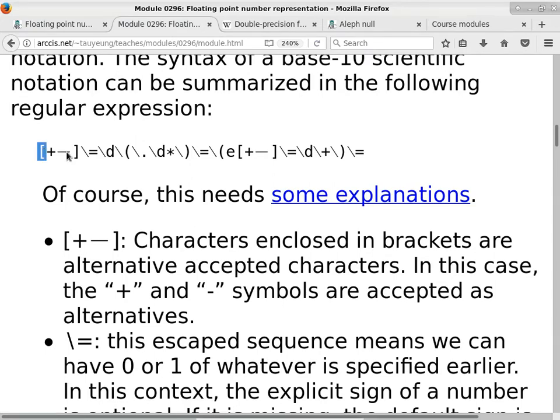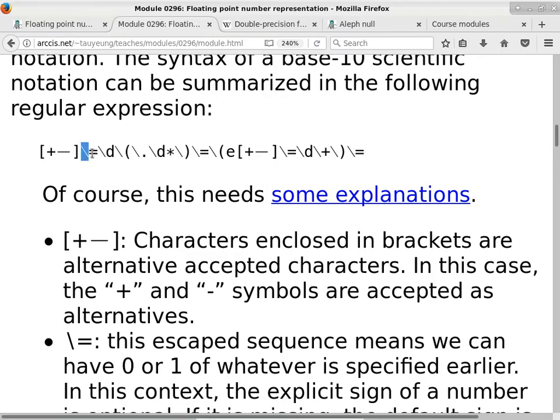The square brackets basically enclose alternative characters. Okay, so in this case, because the square brackets are enclosing plus and minus, it means this place is specifying a plus or a minus as a character. Okay, so let me specify the whole thing. This entire thing specifies a plus or a minus. One of those two will match this.